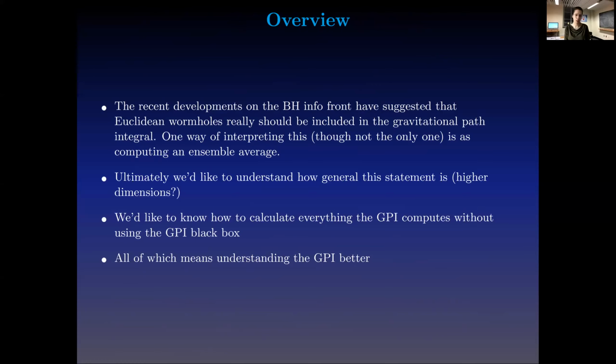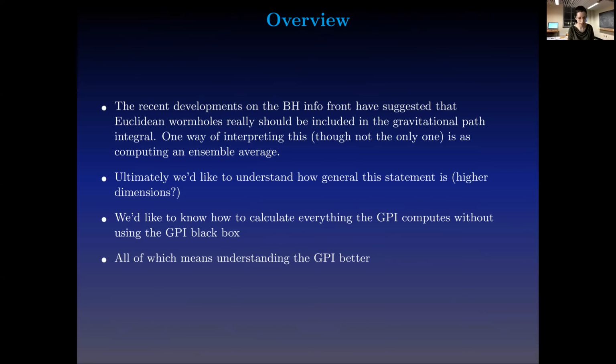Whatever the interpretation, we'd like to understand how general it is as far as higher dimensions go, for example. I think many of us would like to understand how this works in N=4 super Yang-Mills. We would also like to know how to calculate everything that the gravitational path integral computes without using the gravitational path integral. So, for instance, we would like to be able to compute the fine-grained entropy of the correct state, whose entropy the gravitational path integral computes in the quantum extremal island formula. I would like to write minus trace rho log rho equals the quantum extremal island formula. All of this means understanding the gravitational path integral better.